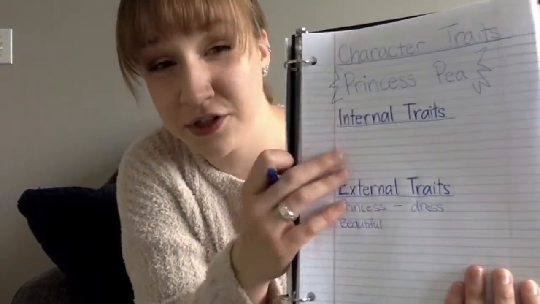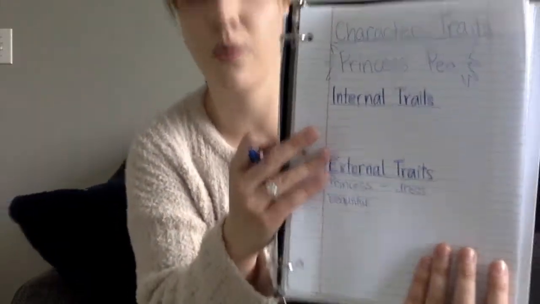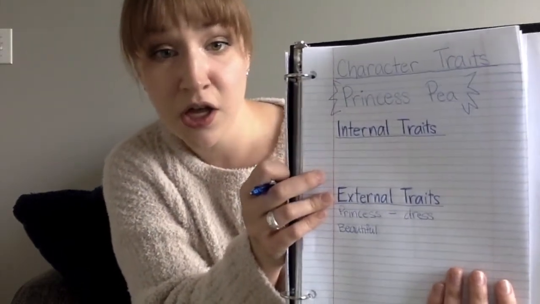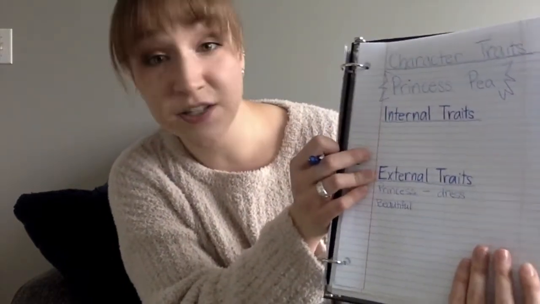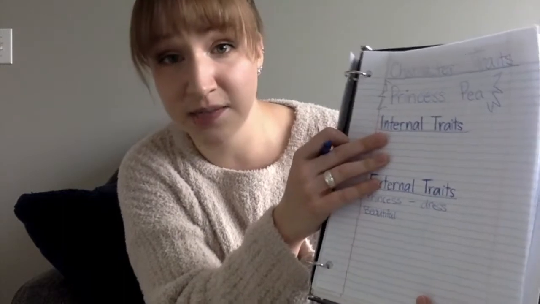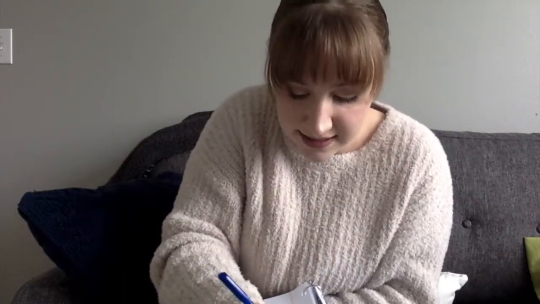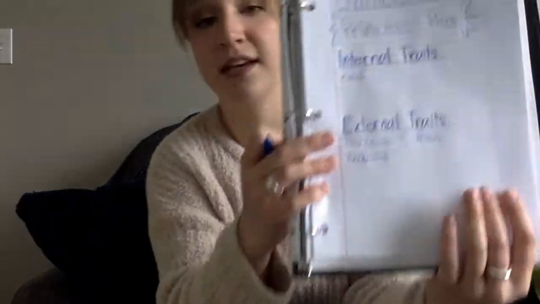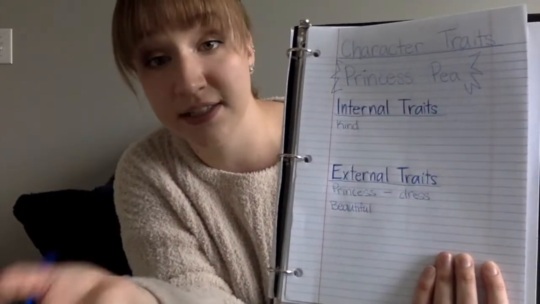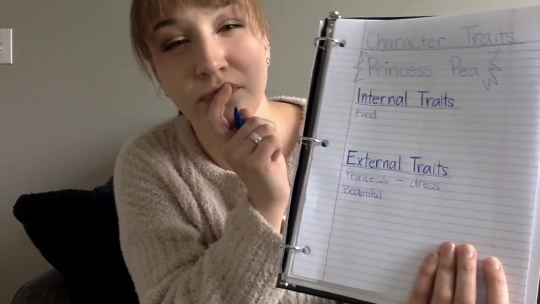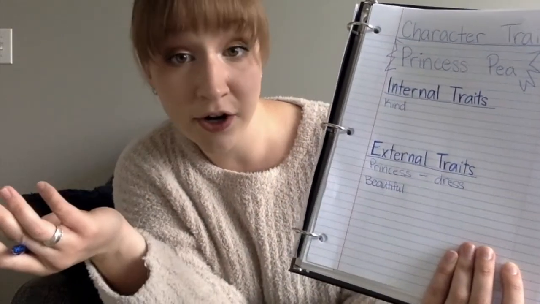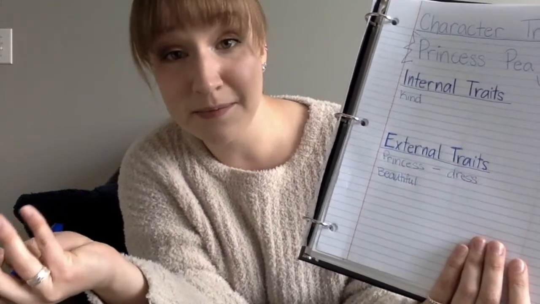Now let's move on to some internal traits about Princess P. So when Princess P first saw Despereaux, was she mean to him or was she really kind to him? Yeah, so she was kind to him. So under internal traits, we can write kind because she showed kindness to Despereaux. That's her personality. That's how she acted. We know she's kind because of her actions. What are some other internal traits that we could say about Princess P? We could say that she's smart because she saw that Despereaux was a mouse and not a bug. So we could write smart.